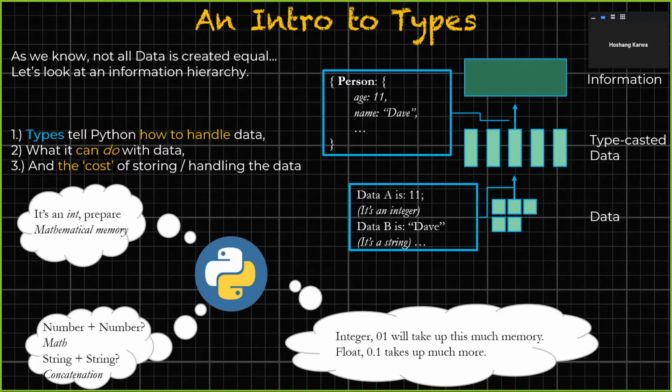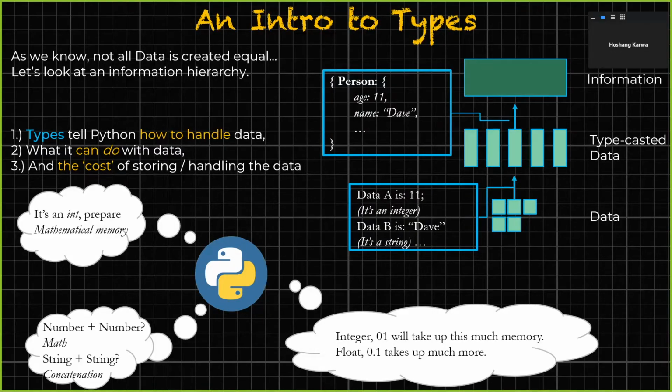Okay. To give you a little more outlay of the ground we're about to cover, we can say data A is 11. It's an integer, or for short, an int, right? Python recognizes that if it sees a number, it needs to prepare for mathematical memory. I'm going to be doing some kind of mathematical operation, or else why would you be giving me a number?